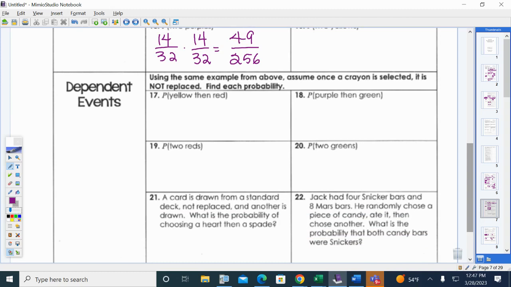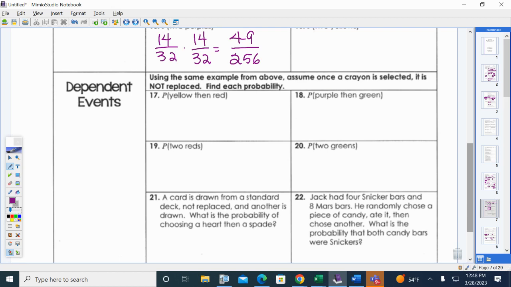So with this section, the second event is affected by the first event. So using the same example from above, we're still talking about that same bag of crayons, assume once a crayon is selected, it is not replaced. So you're going to pick a crayon and you're not putting it back in the bag. Find each probability. The reason why this is dependent, y'all, is because when you select a crayon out of that bag, you no longer have 32 crayons in that bag. You now only have 31.